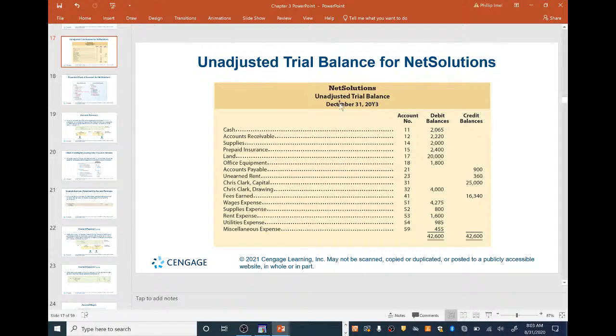Okay, once again, this should look familiar. This is the unadjusted trial balance for Net Solutions. I know that the numbers are a little different, I believe, than what we were doing the other day in class.